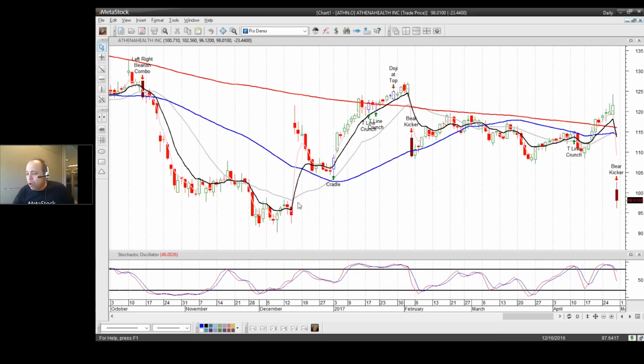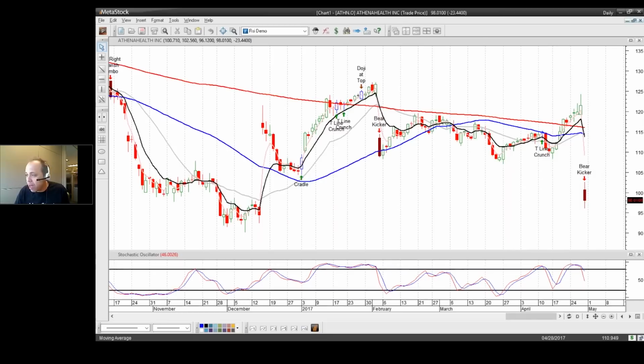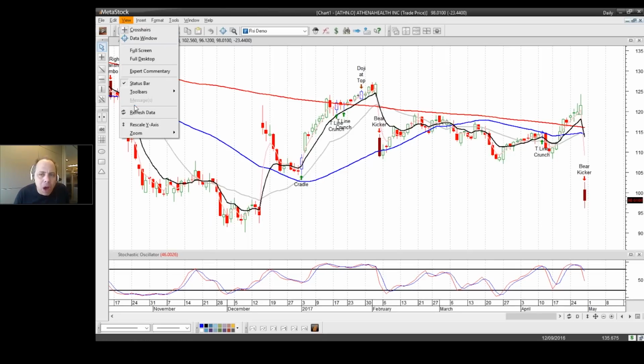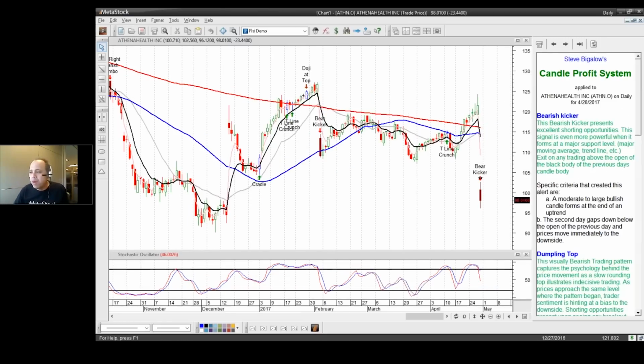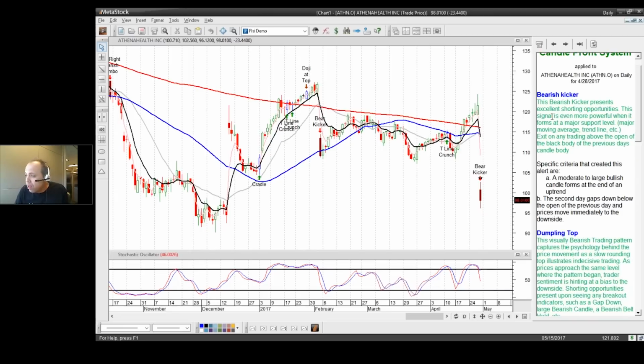And what's more, the reason this came up is because it had a bearish kicker last night. I can come in here and ask, what does that mean? And the software actually tells me. Let me show you what I mean. If I click on the view commentary right here, there was a bearish kicker and a dumpling top. It says the bearish kicker presents excellent shorting opportunities. This signal is even more powerful when it forms at a major support level, like a trend line, a moving average, etc. Exit on any trading above the open of the black body of the previous candle.